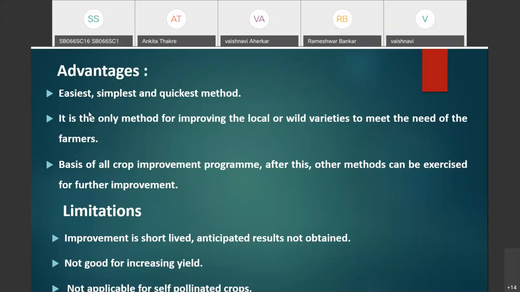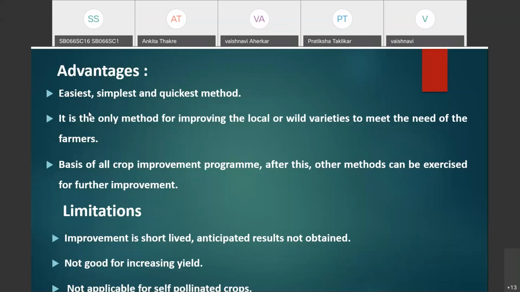Okay, I am repeating this one: it is the easiest, simplest and quickest method because the testing of variety is not carried out. Another important factor is that there is no control on pollination. Second, it is the only method for improving the local or wild varieties to meet the need of the farmers. And the last one, it is the basis of all crop improvement programs. After this, other methods can be exercised for further improvement.